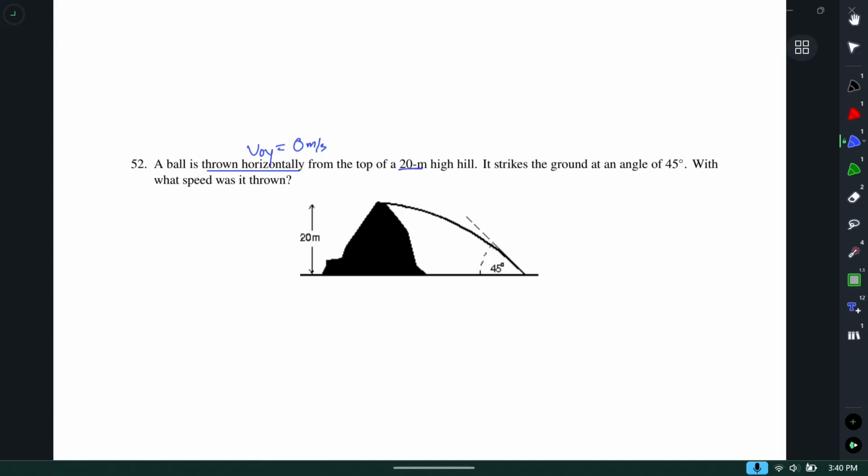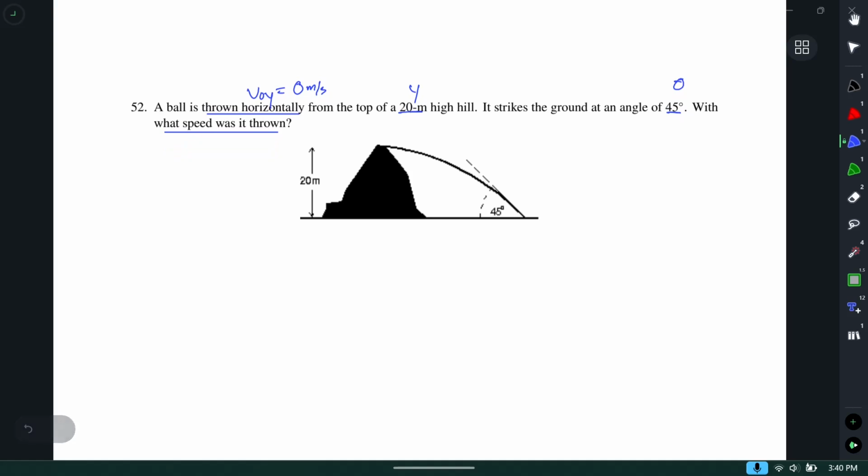It's from the top of a 20-meter high hill. That's telling me something about the height, the y. It hits the ground at an angle of 45 degrees. That's theta. What speed was it thrown with? All right, so it's asking what is v0? But since it didn't have any y velocity initially, that's really asking what is v0x, because that is the entire velocity. If it's thrown horizontally, it has no y velocity.